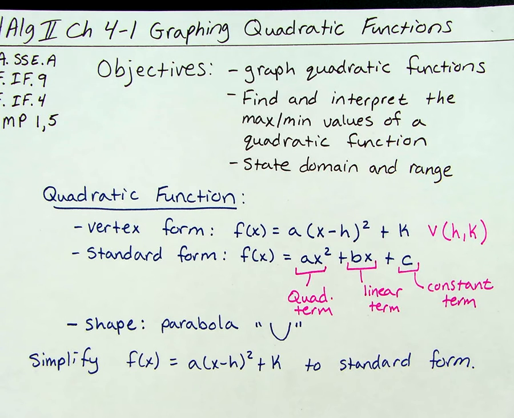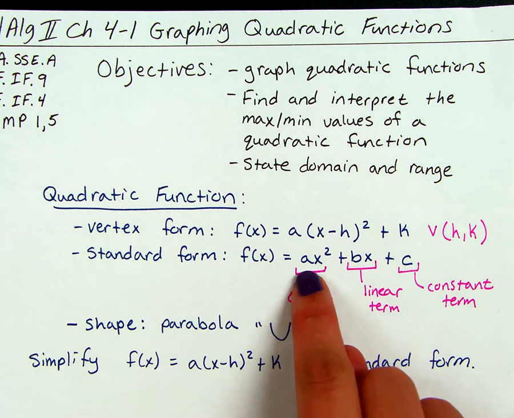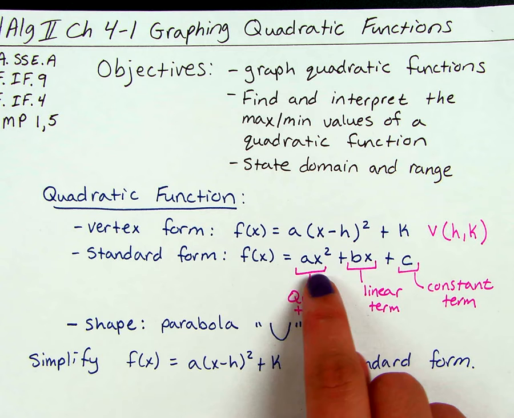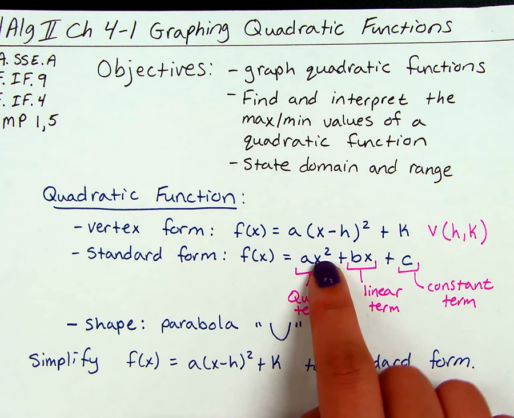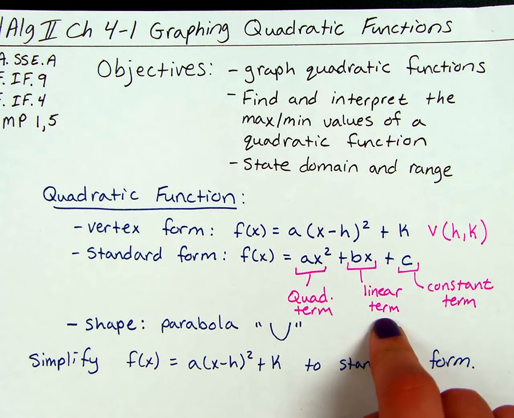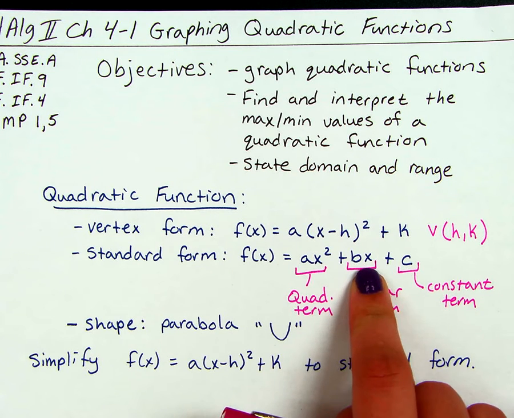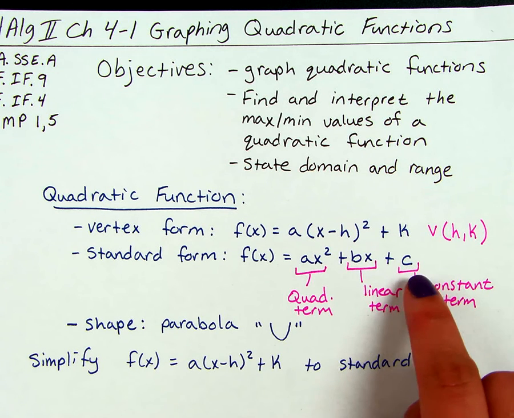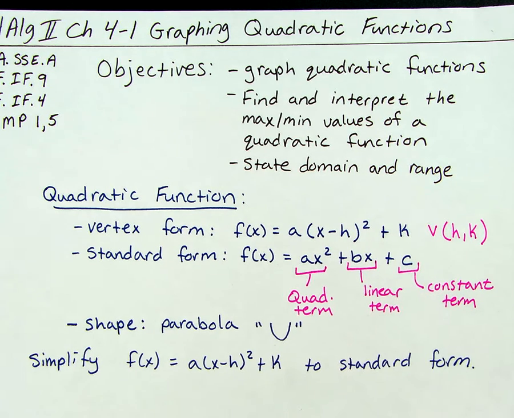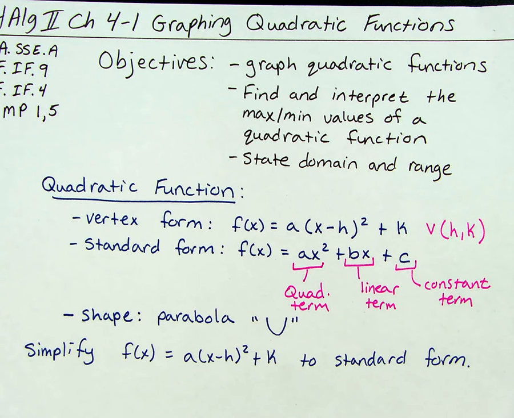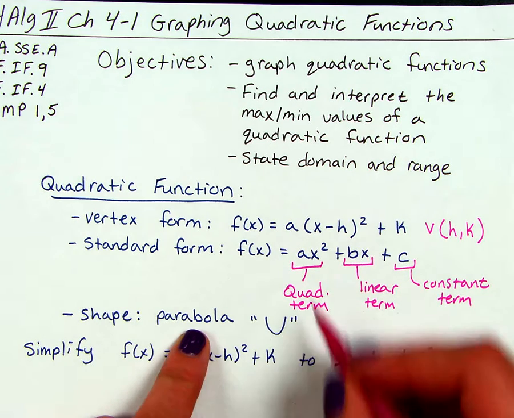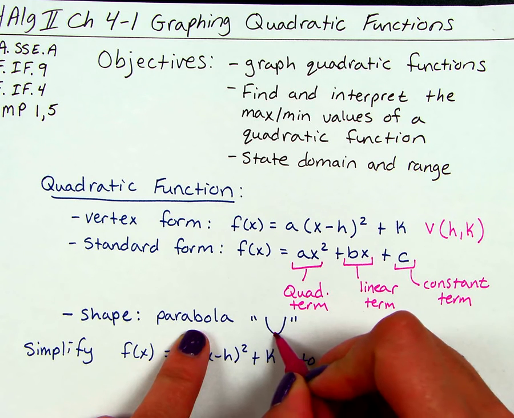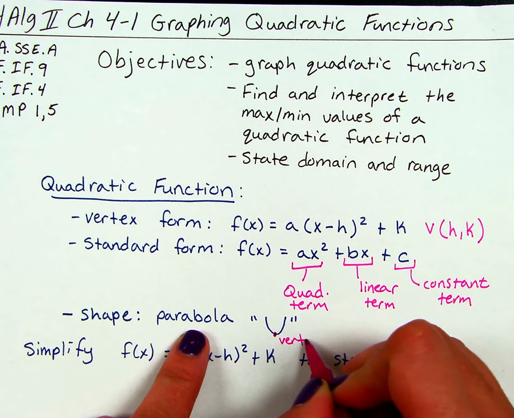Now remember, when I'm saying the word term, that's talking about a group that's separated by either a plus or a minus. So each one of these is a term. This one's the quadratic term because it has the x squared. This one's our linear term because it has just the x value. And since c is just a number, that's our constant. Now our quadratic makes our u shape, which is also called our parabola. And again, remember, at the very bottom of our u is our vertex.